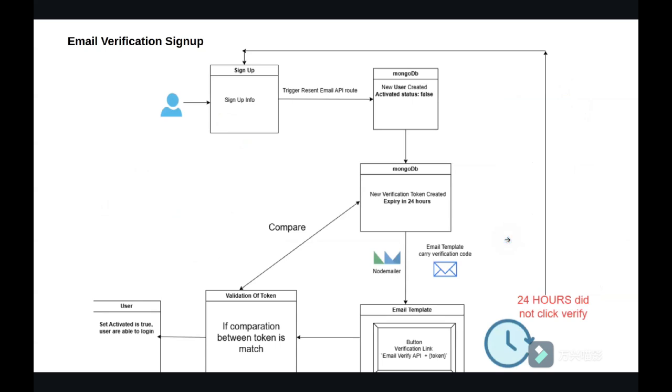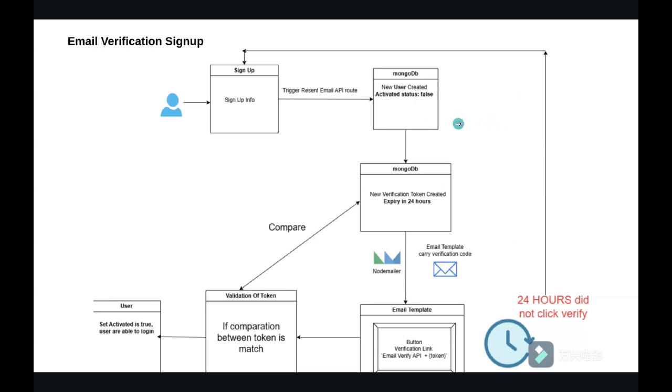So the next part, we talk about the email verification sign up. On the sign up page, the user signs up the normal way. He puts in the email, name, and phone number, and then it will trigger the email sending API route. Once the user triggers this API call, our server will create a new user in the database. That's the first step.